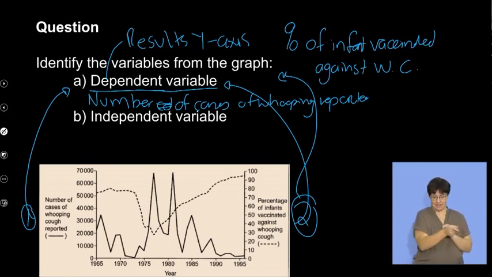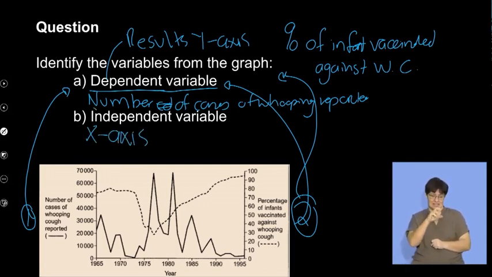What was my independent variable? My independent variable is on my x-axis. Remember, the x-axis runs along the bottom. And that would be the year. We decided on which years we were going to collect this data. Remember, I decide. We have no control over the results.